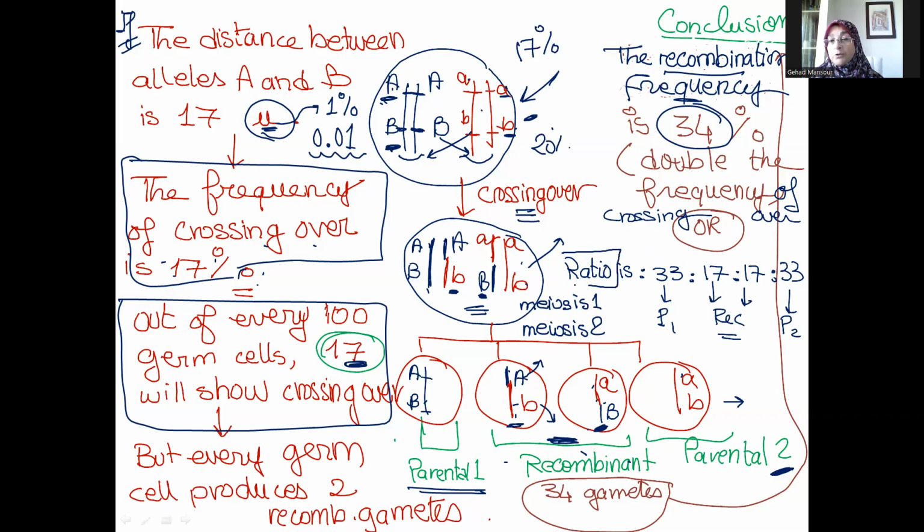Now, what about the ratio? Now these are the 34, but we divide them into 2 because they have 2 different genotypes. Here we have A capital, B small, here we have A small, B capital. That's why we split them into 17 and 17. And then we have 33 and 33, which is the remainder of the 100. 100 minus 34 makes what? 66, divided by 2. Then we have 33 and 33.